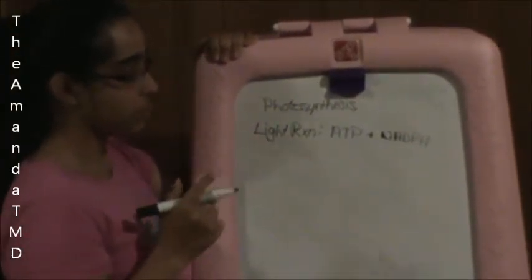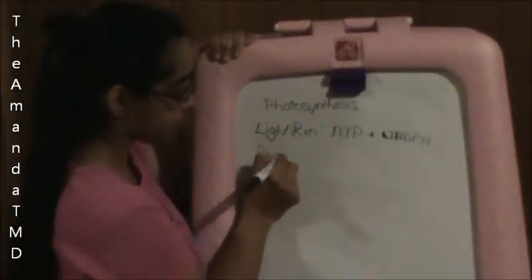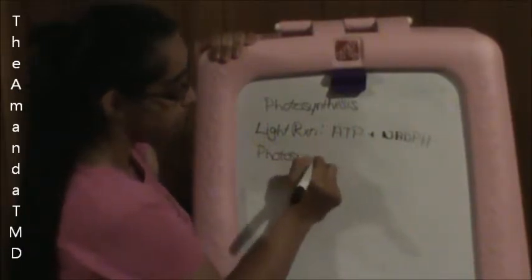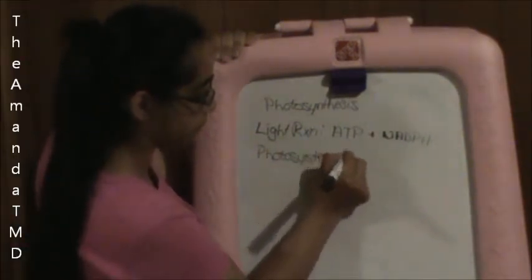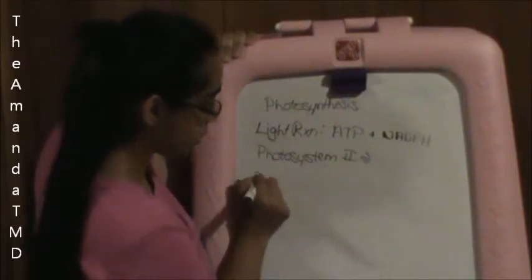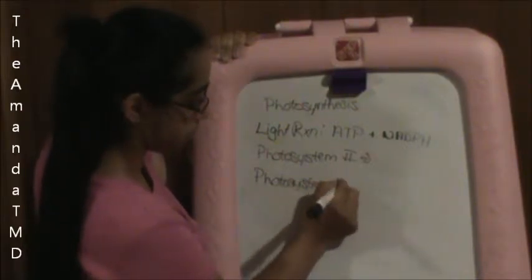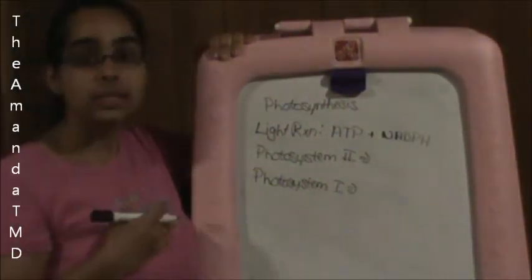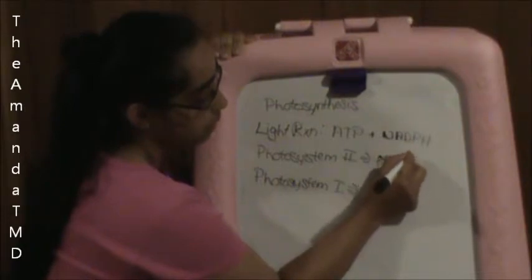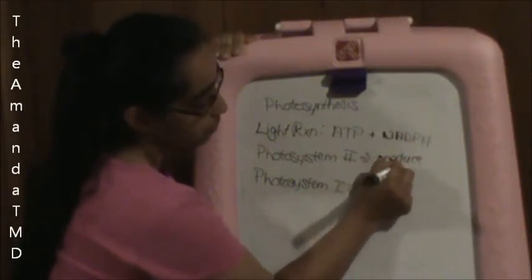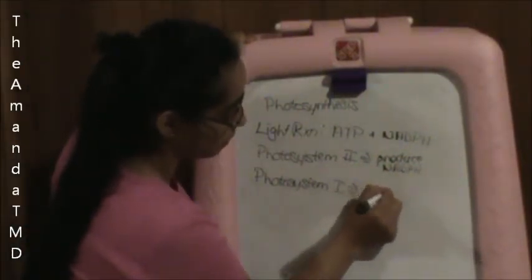So there's two systems within this. There's photosystem 2. There's a reason why I'm putting 2 before 1. And then there's photosystem 1. Okay, so the process that photosystem 2 undergoes is the process to produce the NADPH, and photosystem 1 is responsible for producing ATP.